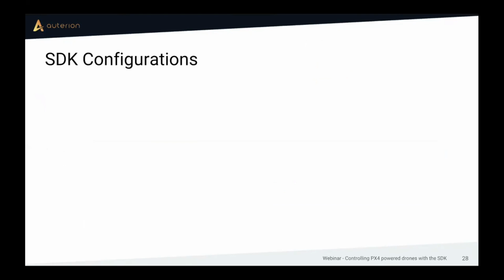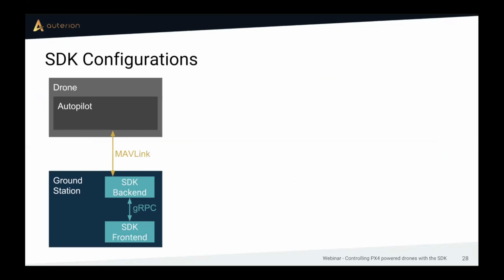Now let's also quickly look at how this configuration could look. The first case is the simple case. We have just an autopilot, so just the Pixhawk on the drone, and it communicates MAVLink to the ground station. And in this case, we have the SDK backend and the SDK frontend both running on the ground station. A ground station could be a tablet, an actual computer, a phone, you name it, on the ground.